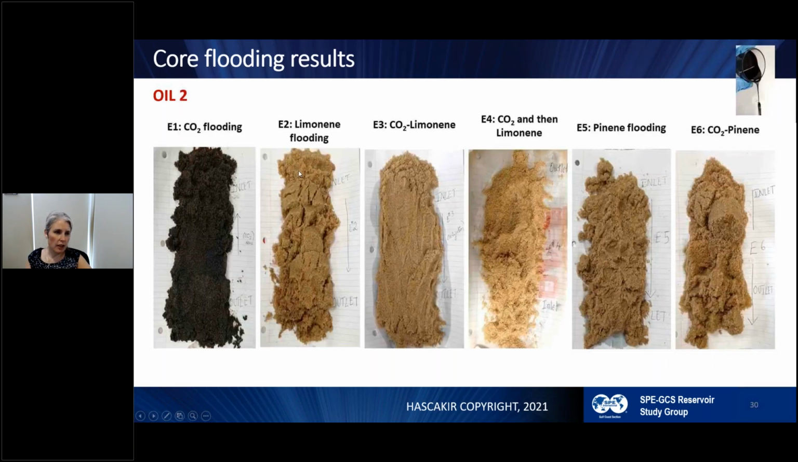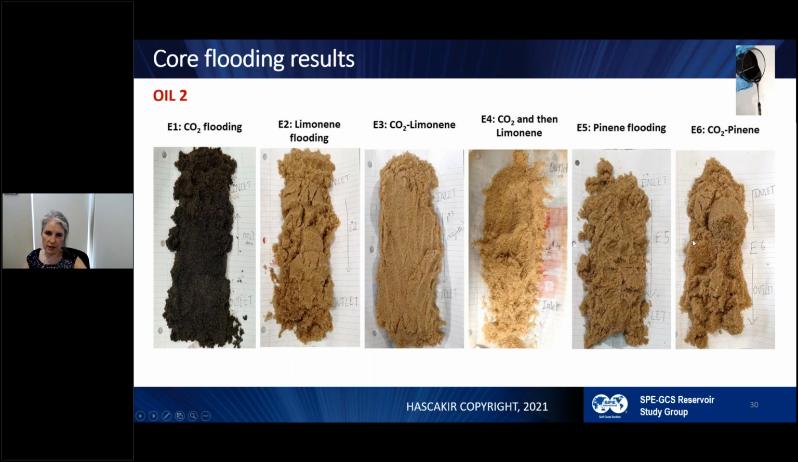Once I check oil two, which has significantly lower viscosity compared to oil one, here are the results. This is just carbon dioxide flooding. As you can see, the sweep is almost nothing. And then we are injecting limonene, combining carbon dioxide and limonene together, first injecting carbon dioxide and then switching to limonene, just pinene flooding, and carbon dioxide and pinene flooding all together.